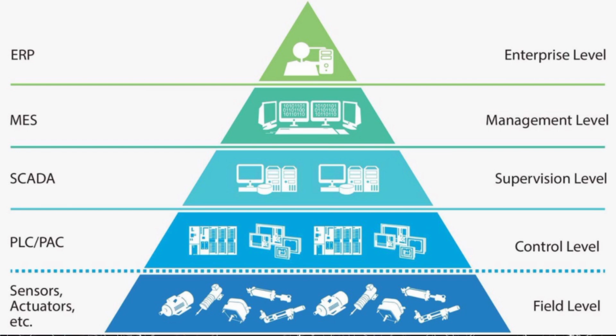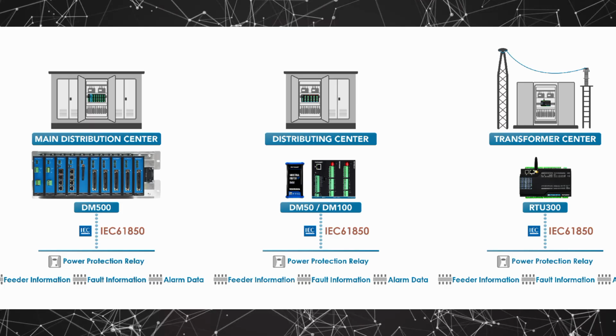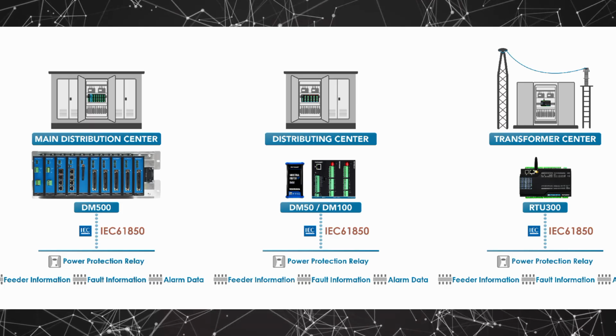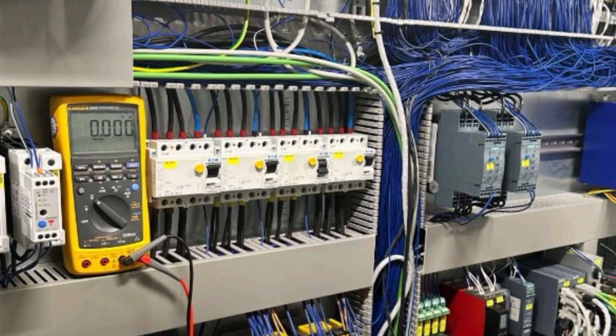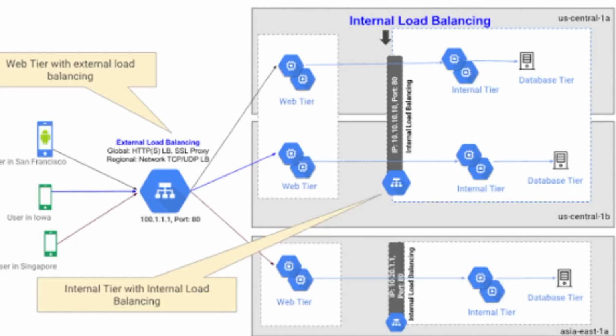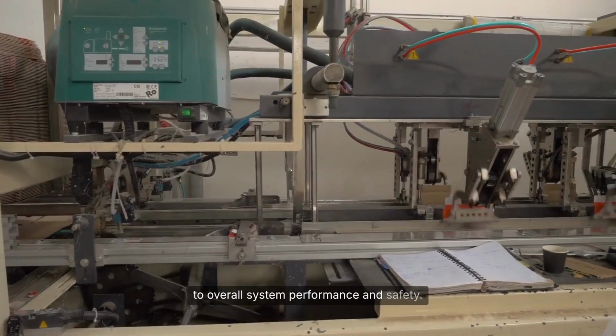Standards like IEC 61850, the Purdue model, and ISA 95 provide frameworks for structuring these networks, promoting interoperability and reliability. By referencing these standards, organizations can design automation systems that are both scalable and resilient. This foundational knowledge sets the stage for exploring how each layer contributes to overall system performance and safety.